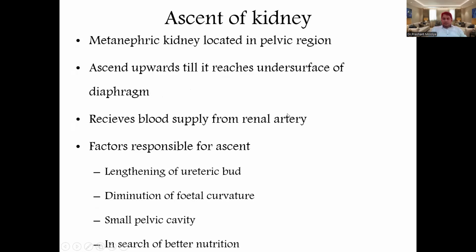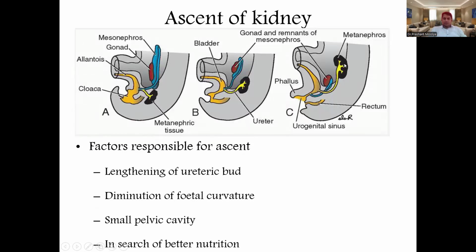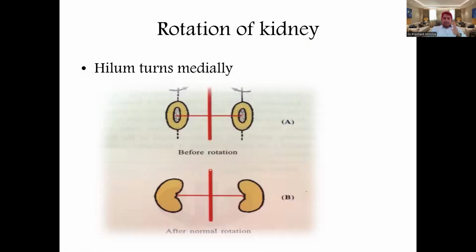But still, that's not its definitive position. It has reached its definitive position, but still the kidney is vertical. So it has to turn medially. When it is turning medially, it has to be turned medially since its blood supply to its hilum is from the renal artery. So that's the rotation of the kidney which is happening at the last.